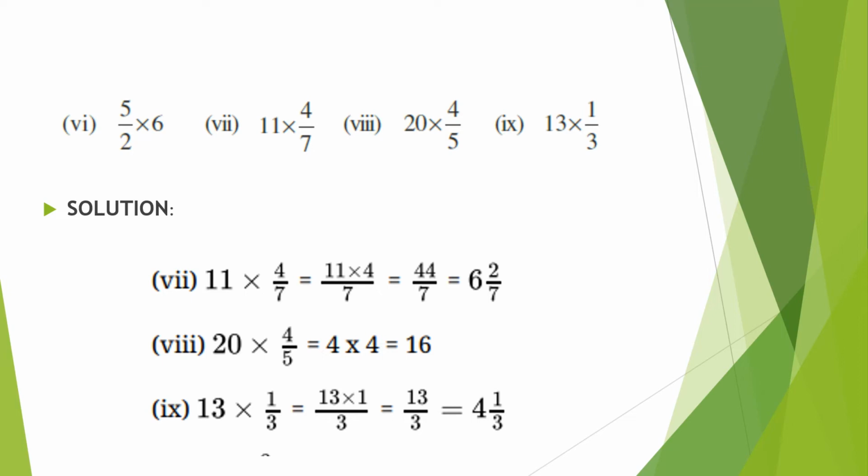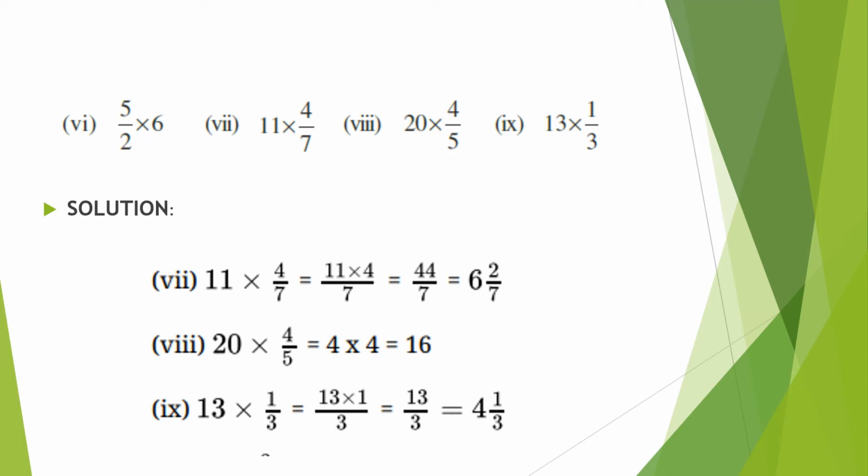Now the next question, question number 8, 20 multiplied by 4 by 5. Here the whole number is 20 and the fraction is 4 by 5. So while applying the rule, multiply the whole number with the numerator. So we get 20 into 4 and keep the same denominator. So the answer will be 20 into 4 whole divided by 5.